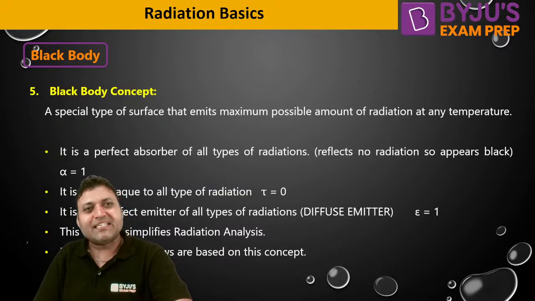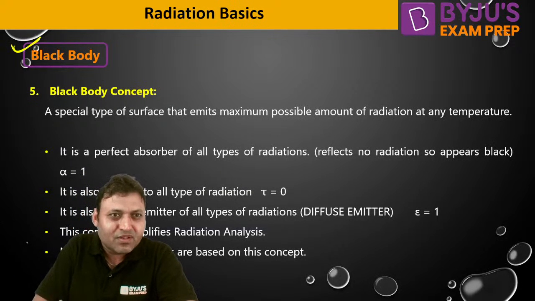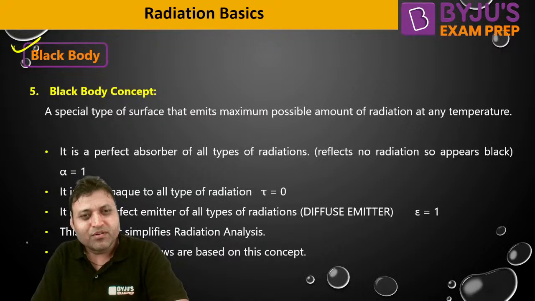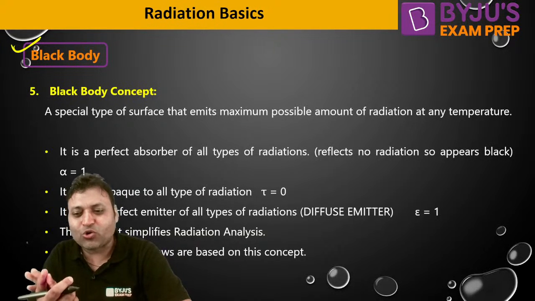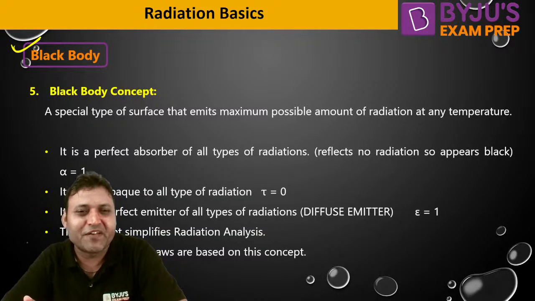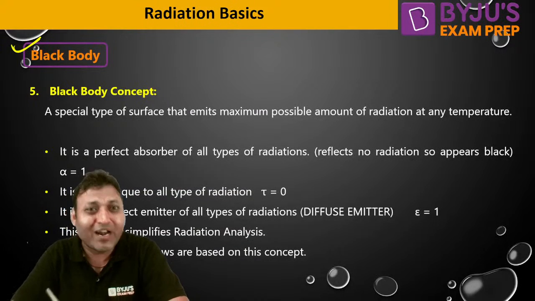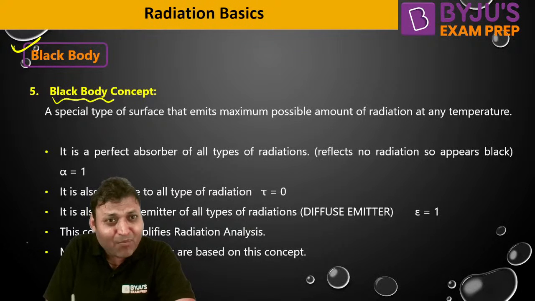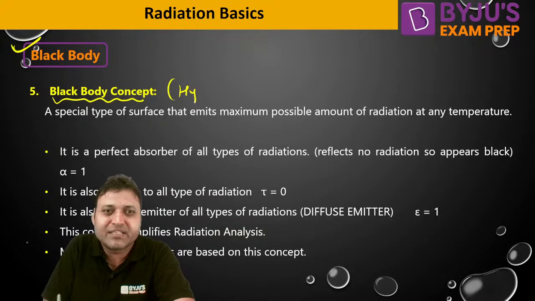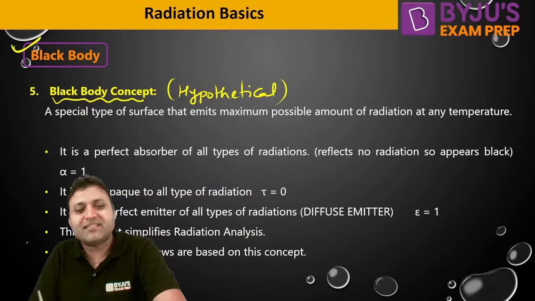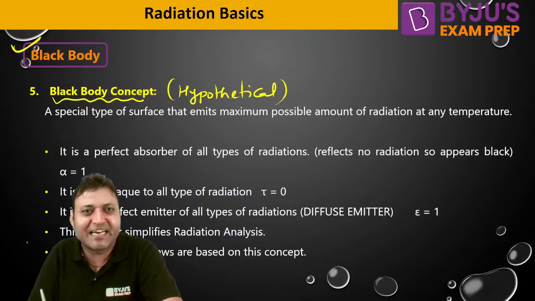Now the next part is the black body. As I told you, to define the emissive power of a surface, we need to compare it with the emissive power of the black body. But what exactly is the black body? Black body is a hypothetical concept. It does not exist in reality.